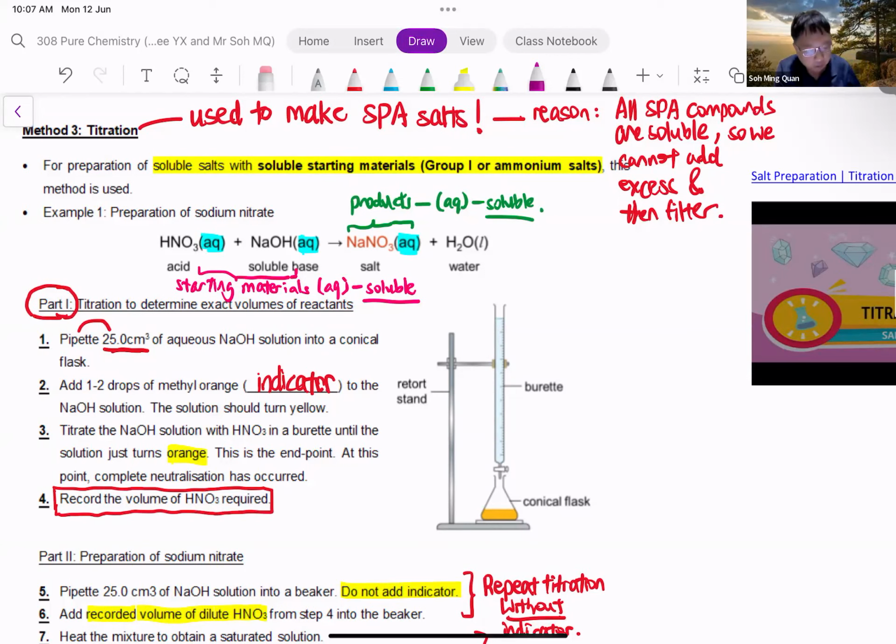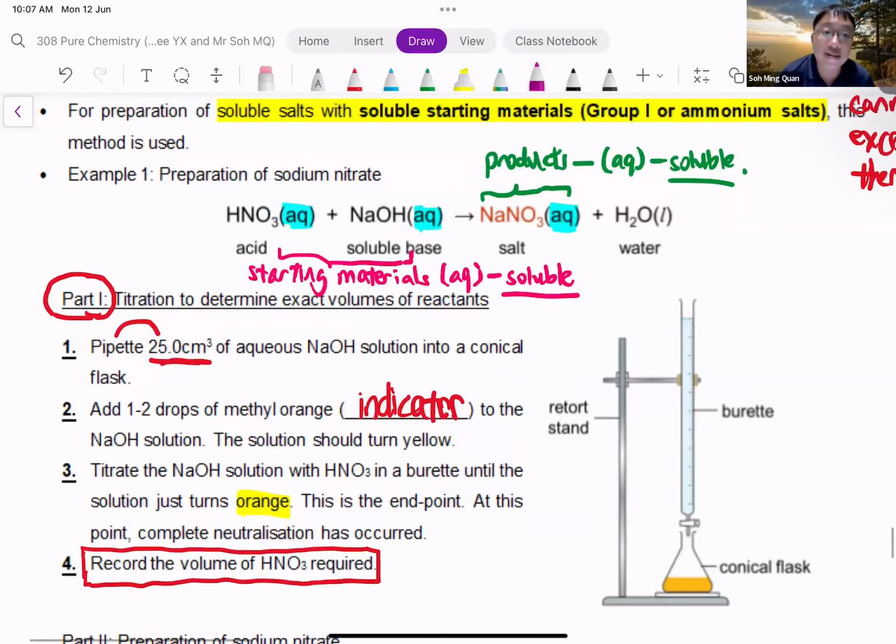Okay? So the titration always consists of two parts. The first part is to determine the exact volume of the reactant to use. All right. So in a titration, we always try to titrate acids with alkalis. So what you notice is that the starting materials are again both aqueous, and the product is also aqueous. Okay, so aqueous plus aqueous become aqueous. That is a titration. So we use an acid and an alkali.